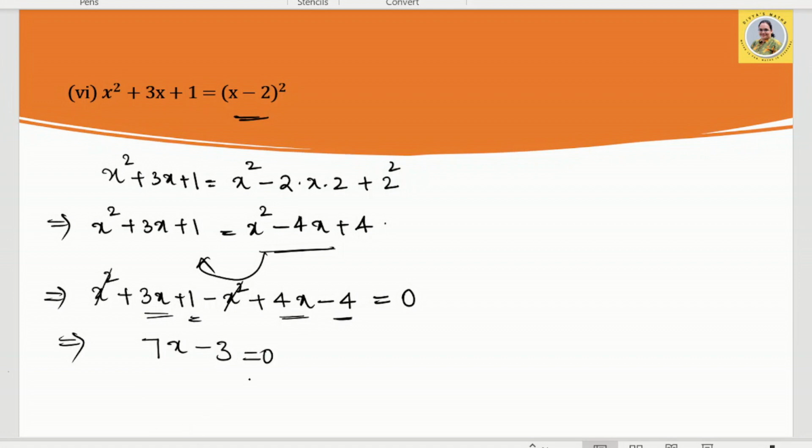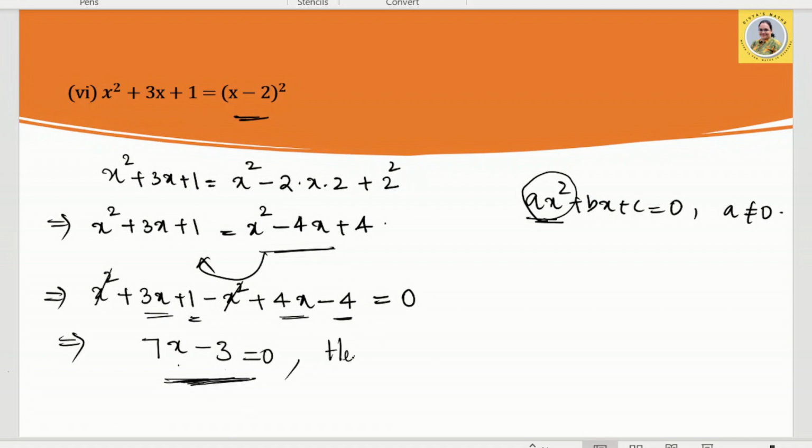to 0. So when you compare this equation with the general form, which is ax square plus bx plus c is equals to 0, where a is not equals to 0, is this a quadratic equation? Do we have ax square term? No, we do not have ax square term. We only have x and constant term. Yes, so this is a linear equation. It is not a quadratic equation. Correct? So just write, hence it is not a quadratic equation.